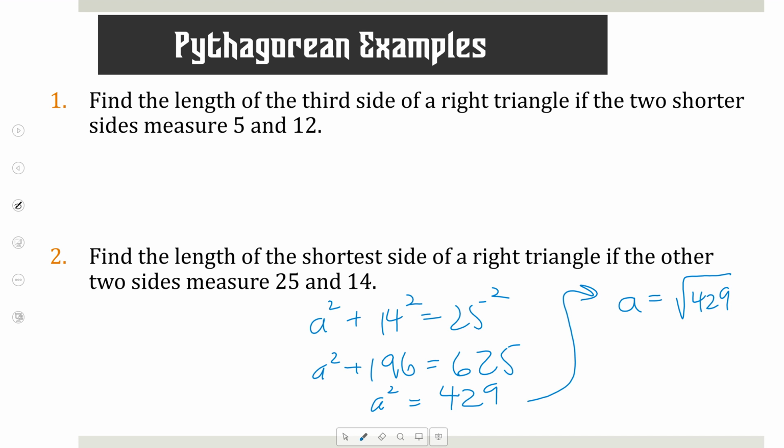The biggest problem that people run into with Pythagorean theorem is they put the two sides in the wrong place. Remember, the A and the B have to be the shortest sides. The C is always the longest side.